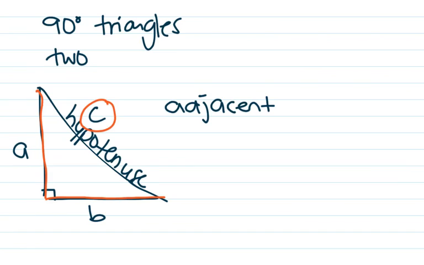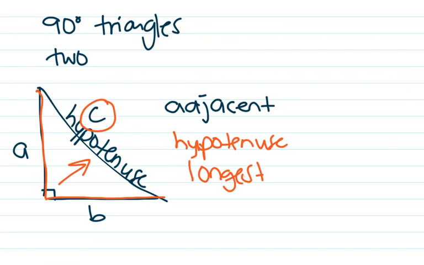So C is always the hypotenuse. It is opposite the 90-degree angle, and it's the longest side. Right, so that's important. The triangle could be drawn upside down. This would be the hypotenuse. It's the one opposite the 90-degree angle, the side length that is not touching the 90-degree angle.